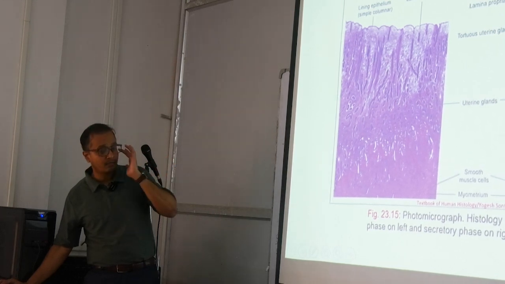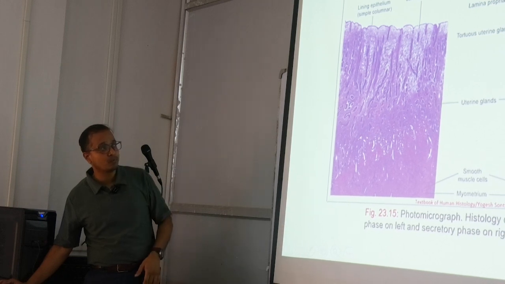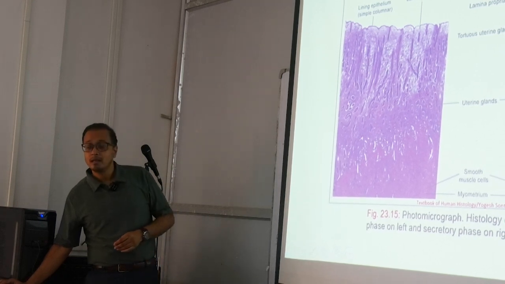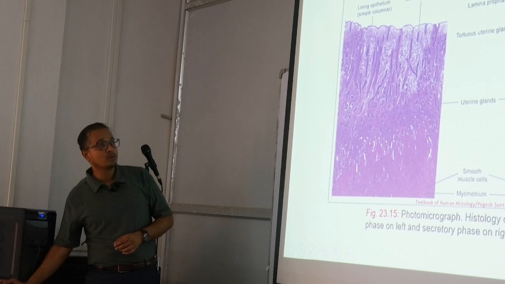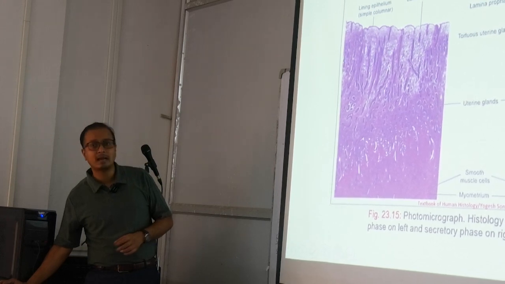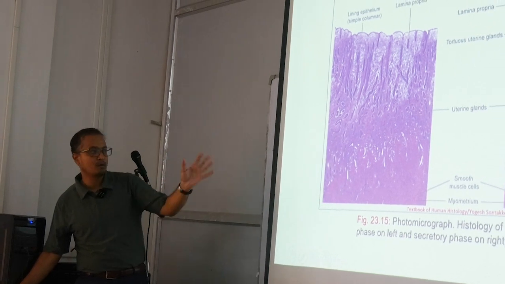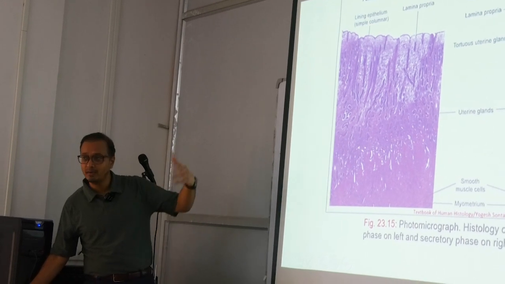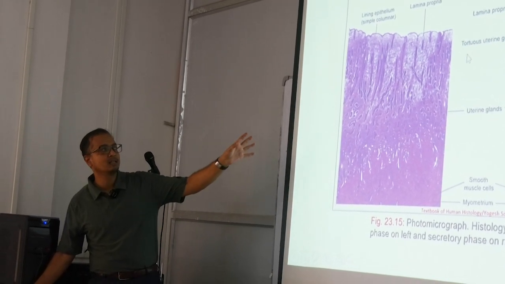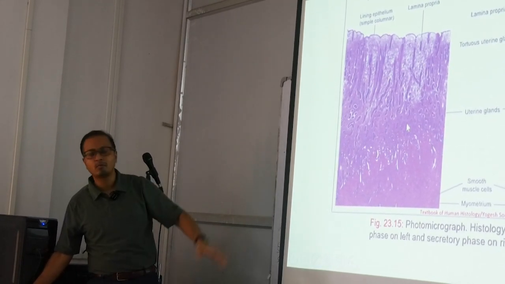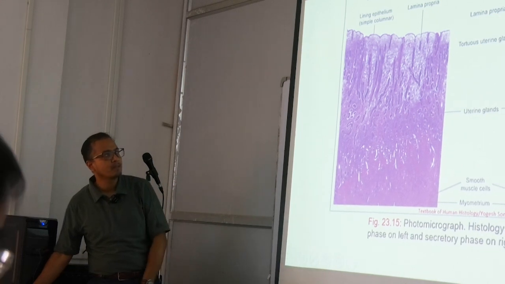So this is a later phase of the circulation, and this part which you are seeing here is a stratum functionale, and this is what you are seeing here, uterine glands. So these are the glands in the different phase of the cycle, thicker, bigger, tortuous compared to this one. So this is a later phase of the periodic cycle, this is an early phase of the periodic cycle, that's what you can just carry from here.